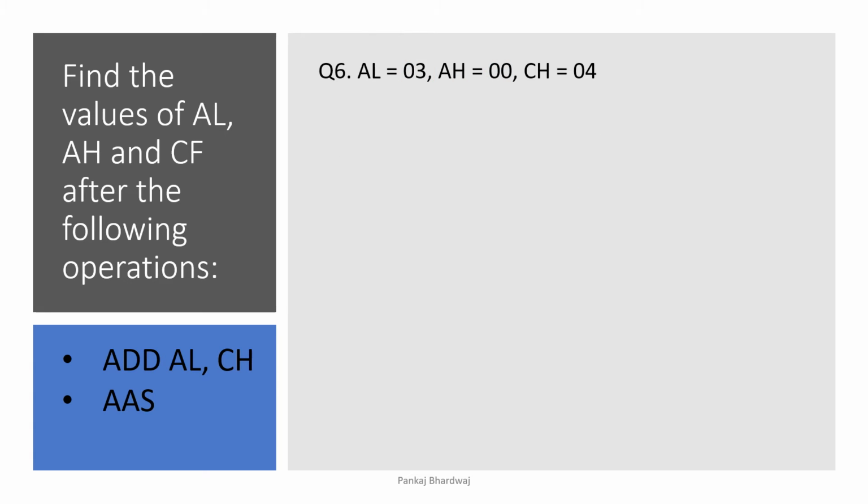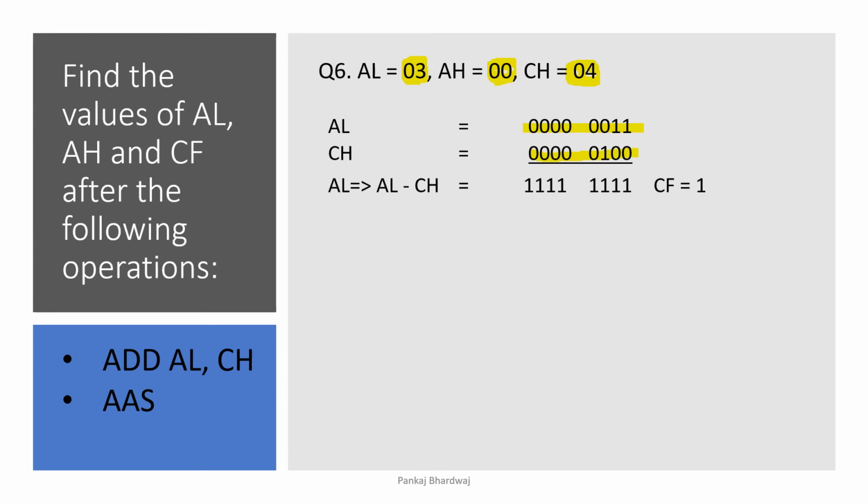Now the next question is very interesting. We are subtracting 04 from 03. So 03 is AL, 00 is AH, and 04 is CH. Now when we subtract 00000011 and 00000100, that means 3 minus 4.